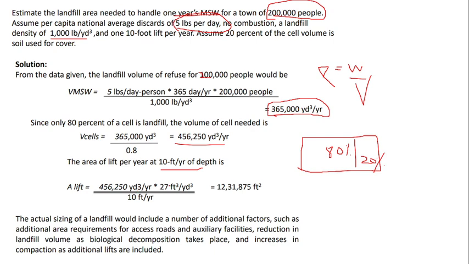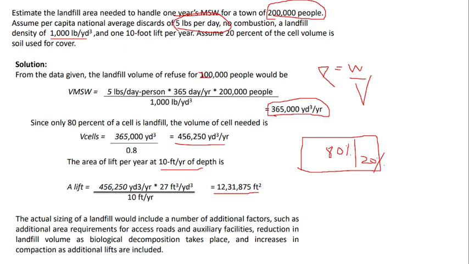We are converting yard to feet, so yard cube to feet cube, you have to multiply it with 27. So the total area lifted is 12 lakh 31,870 75 feet square. And the actual sizing of the landfill would include a number of additional factors, such as additional area required for road access and auxiliary facilities, reduction in the landfill volume as biological decomposition takes place, and increases as compaction as additional lifts are included.